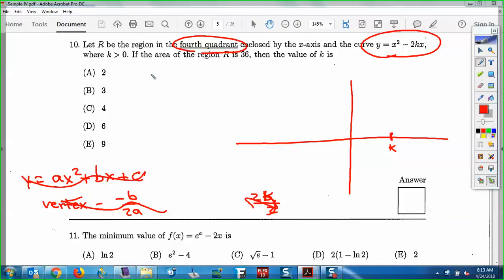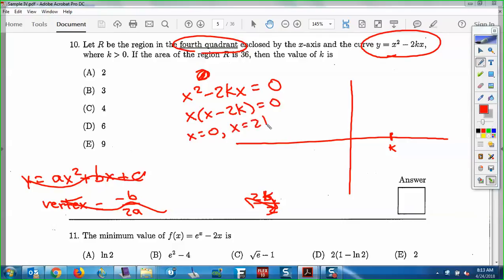We could have said, okay, since I know this parabola opens up, and I know that there's some area down in the fourth quadrant, it's got to come up and cross the x-axis somewhere. So another strategy, instead of finding a vertex, could have been to find the x-intercepts, right? The x-intercepts are where this equals 0. Well, how do you solve something set equal to 0 like this? One way is to factor. Factor out an x. So that means x equals 0 or x equals 2k.